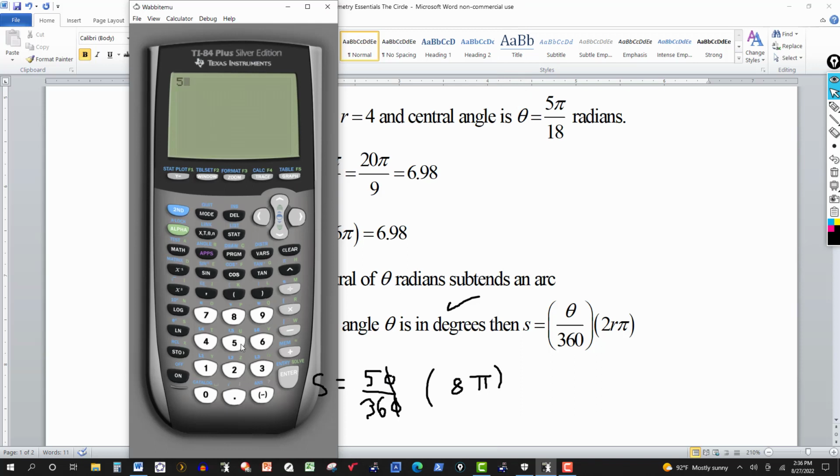Then we just take the calculator. This would be 5 times 8 times pi, multiplying the 5 and the 8 and the pi there, hit enter, then divide that by 36, I get 3.49. Run that out to two places. So this is 3.49, and that's units. It's not square units. It's just regular units, inches or feet or whatever units they give you, but it's just 3.49 units. So in this case, theta was in degrees.